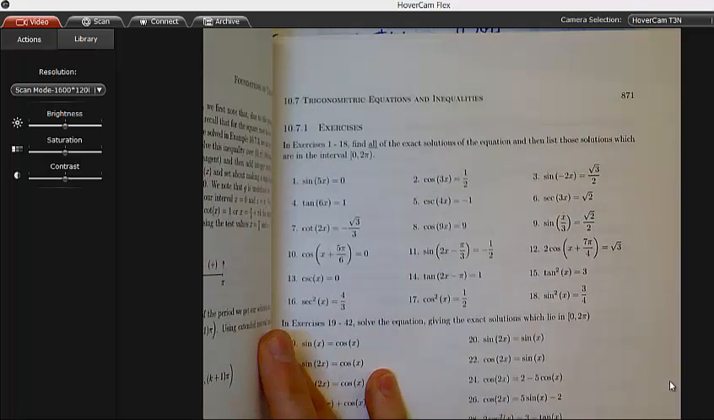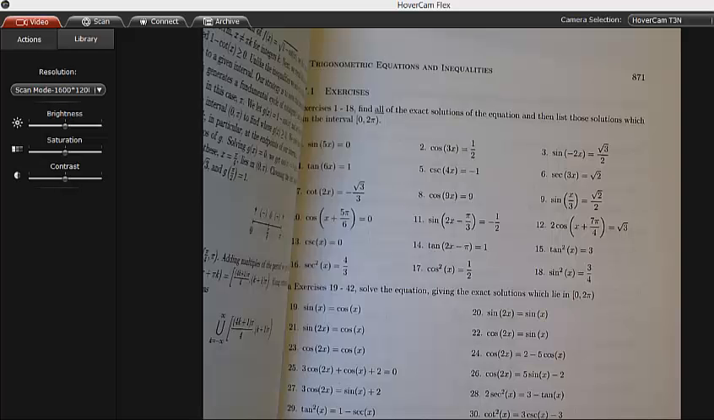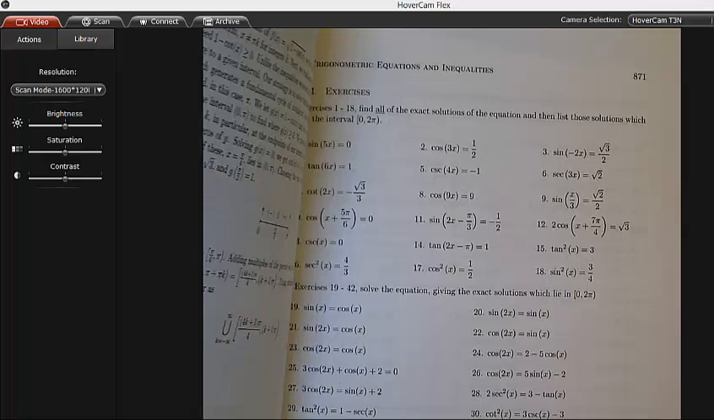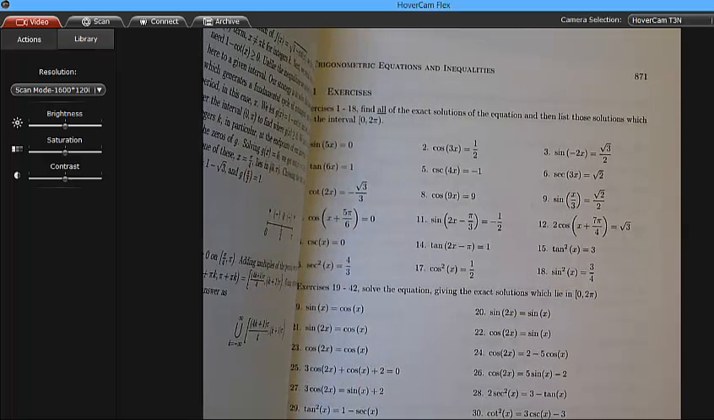We want to find all of the exact solutions at a given point between 0 and 2 pi, it says, right? And this is where I said that making a substitution can help. Let theta equal whatever's inside the parentheses, let's say.